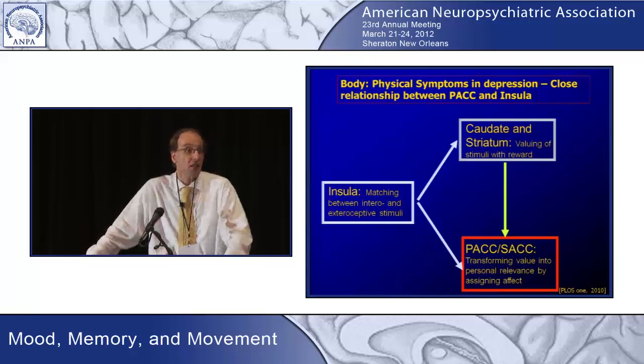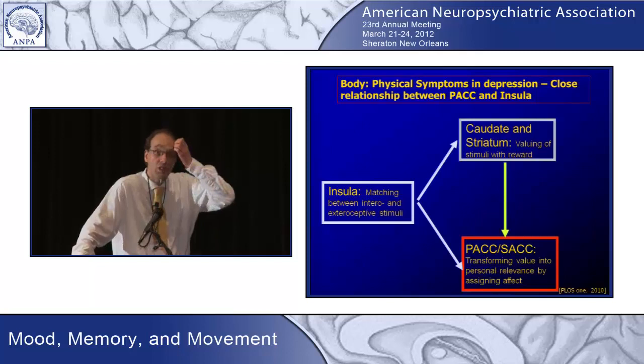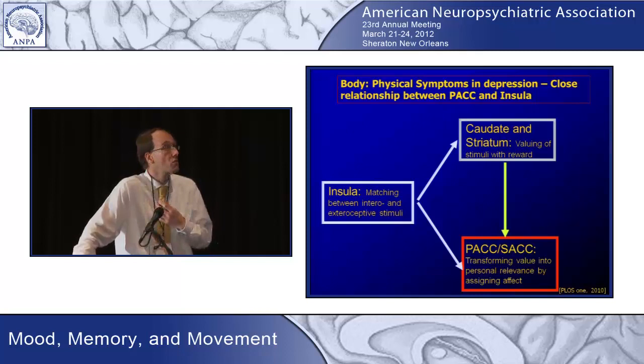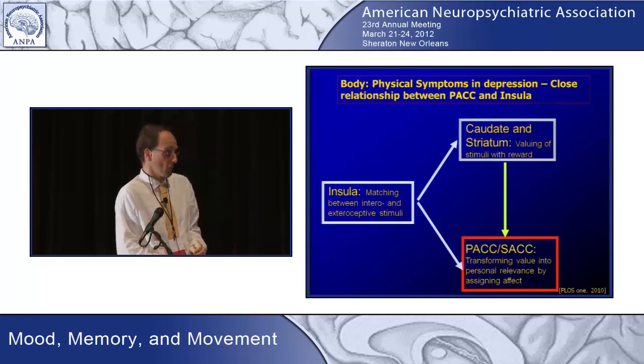So that still raises the question, what are the physical symptoms? And that brings you to one region about which there will be a very interesting symposium tomorrow morning, the insula. The insula has very close connections to the perigenual anterior cingulate cortex, to the anterior midline regions, and also to the supragenual anterior cingulate cortex.